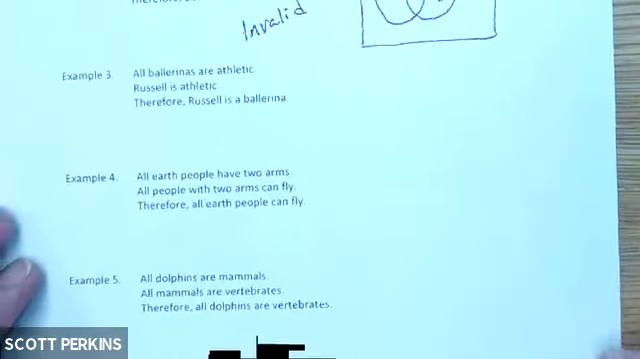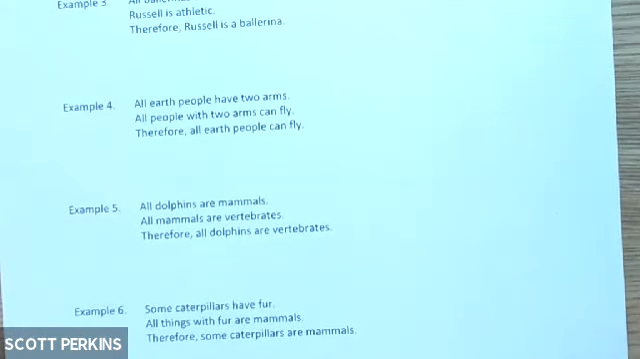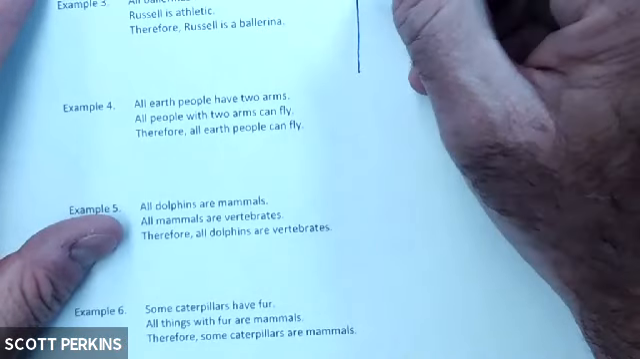Example 3. Example 3 is another one with a particular thing in one of the circles. And then we'll talk about what if the second premise is another circle. It's even more fun. Yes, example 3, please.